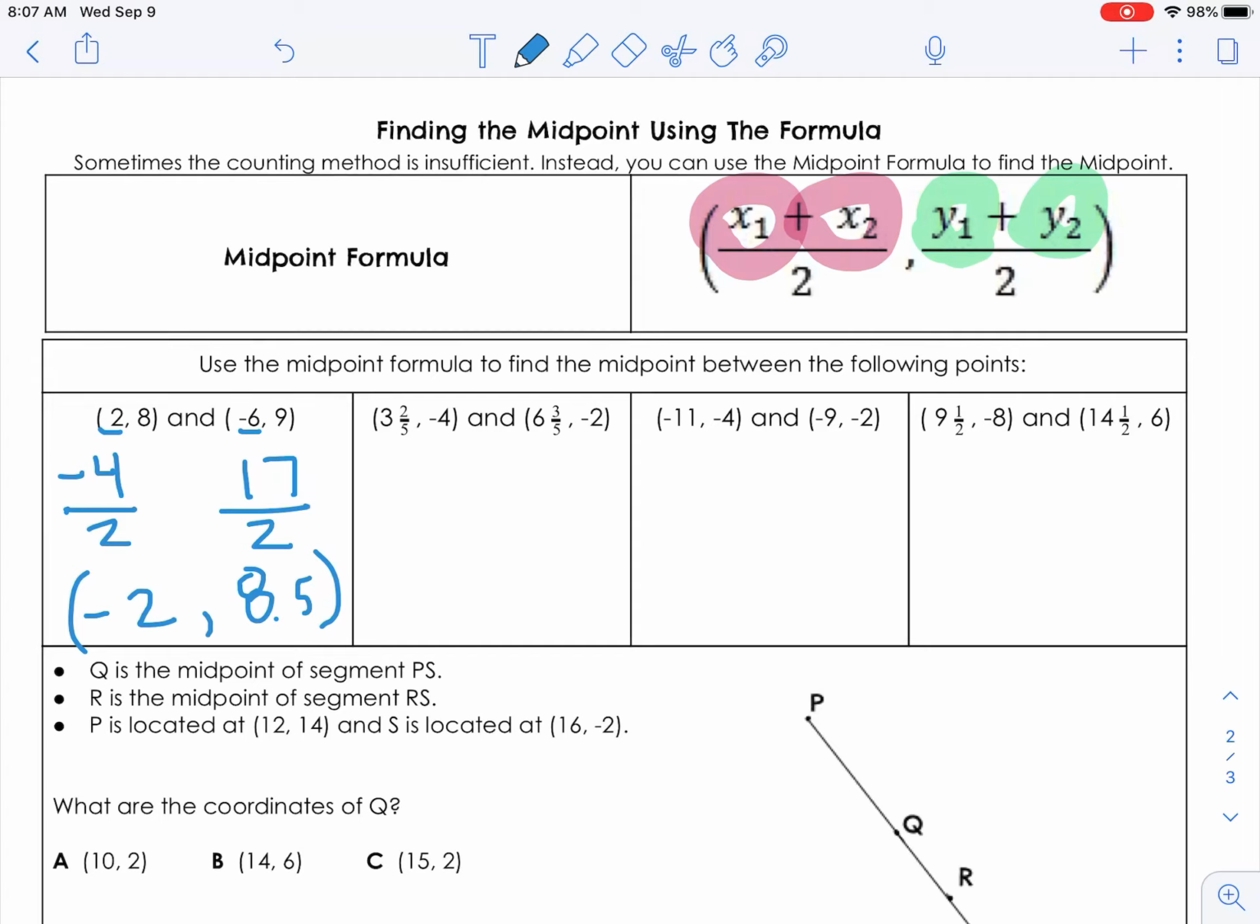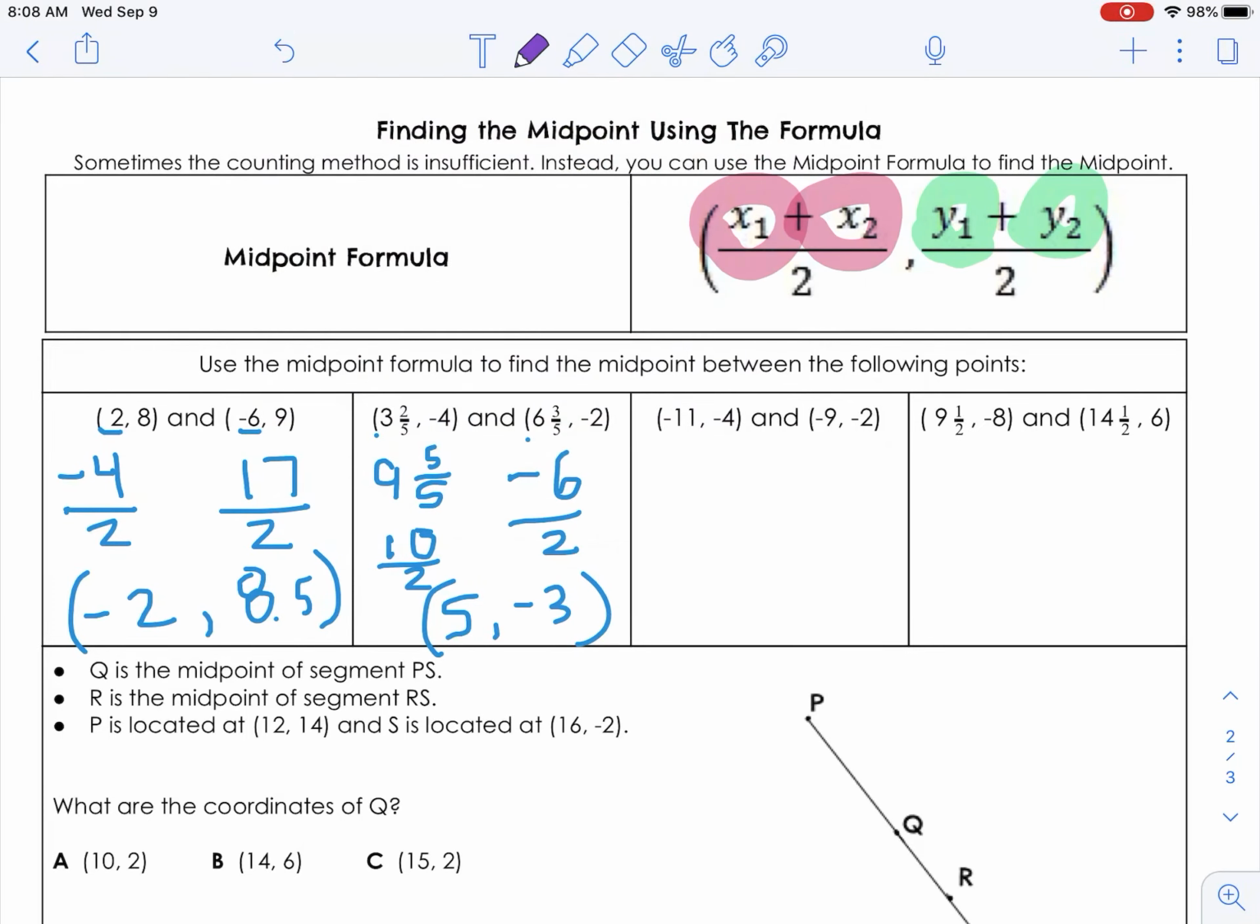All right, the next one, we're going to add our x coordinates. We're going to add 3 and 6, which creates 9. We'll do this a little bit slower. And then we're going to add 2/5 and 3/5, which creates 5/5. So that entire total is going to be 10 because 5/5 is 1 whole. Then we're going to add our y coordinates. -4 and -2 is -6. And then we're going to divide both of these by 2. 10 divided by 2 is 5. And -6 divided by 2 is -3.